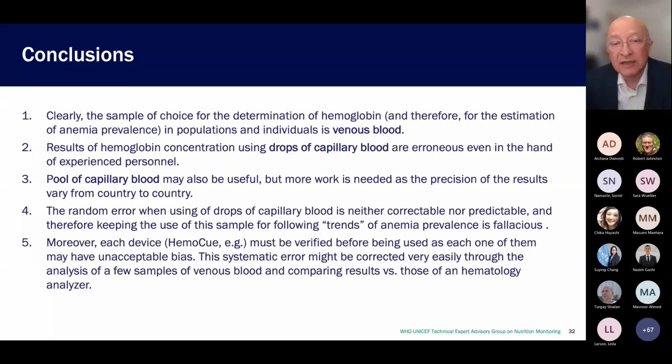Moreover, each device must be verified before being used, as each one of them may have unacceptable bias. The systematic error might be corrected very easily through the analysis of a few samples of venous blood and comparing the results versus those of a hematology analyzer. This is something that we usually do in the lab and could be done in the field.